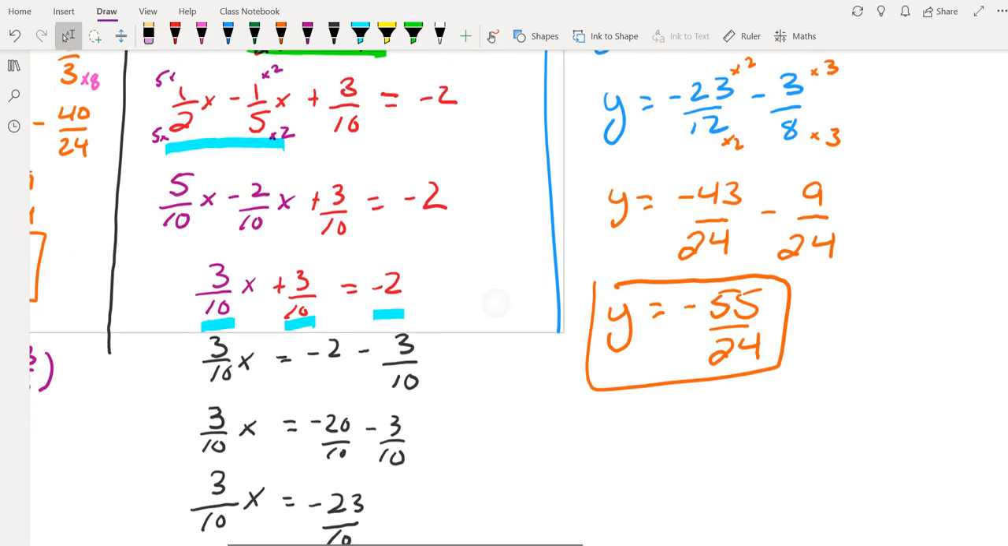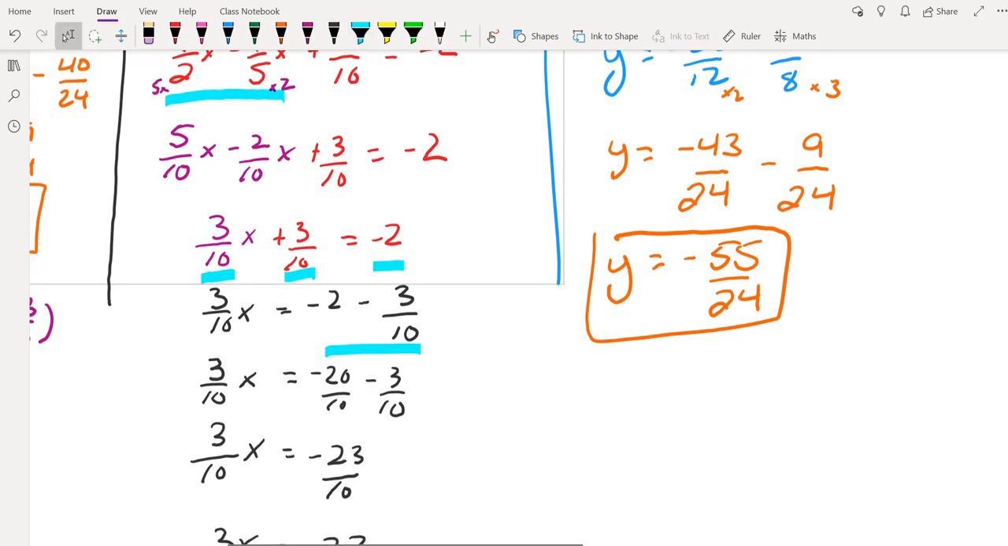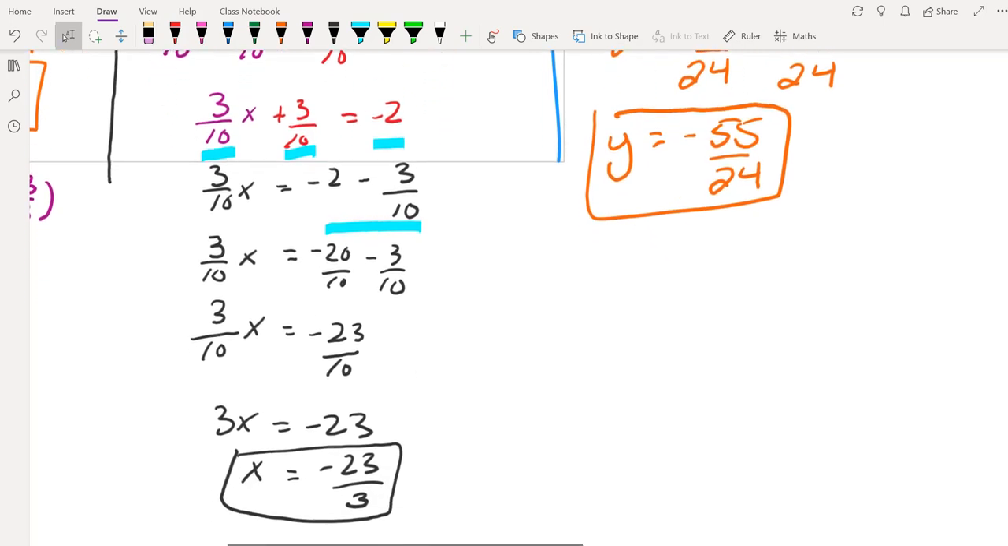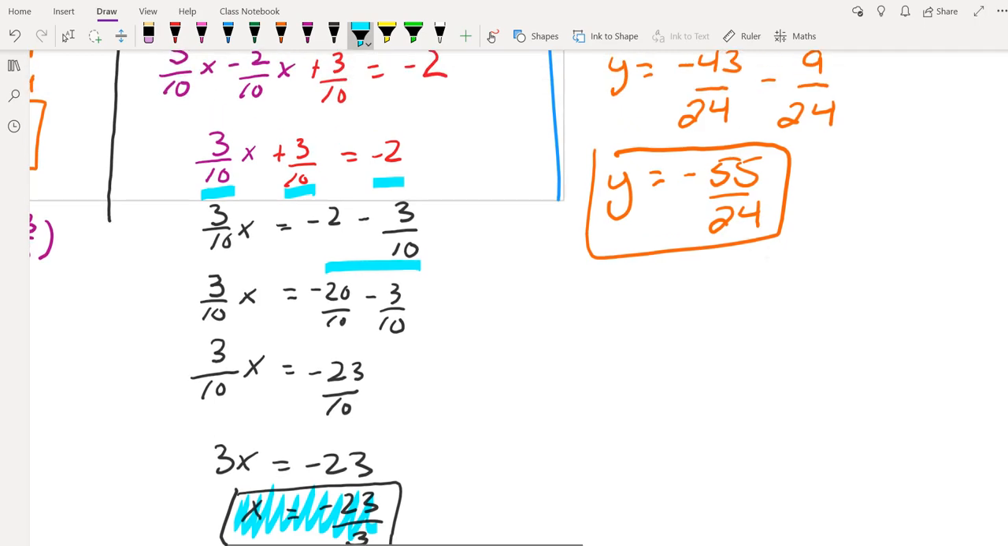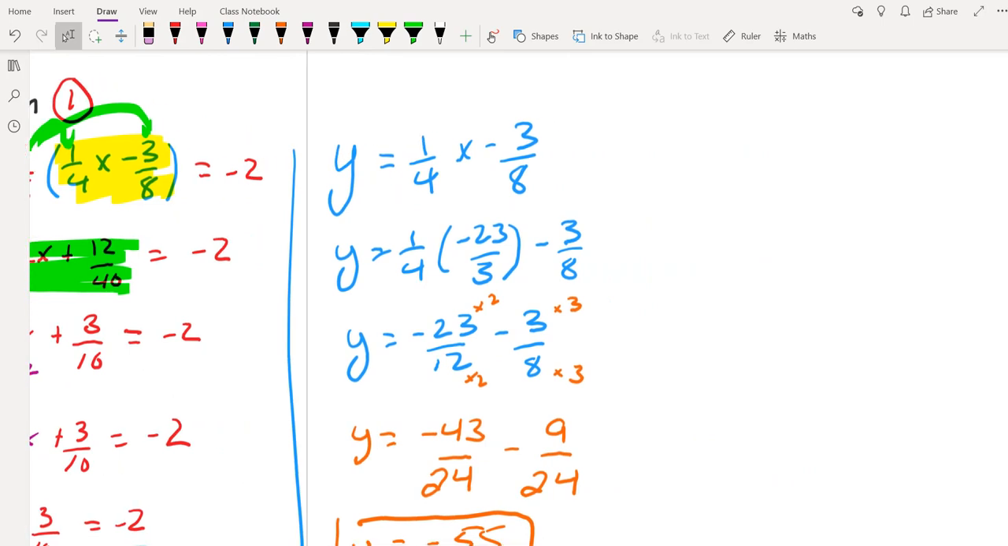Right? And we need to collect our terms together once again. So we need a common denominator, which would be 10. So we need to multiply the 2 by 10, so it becomes negative 20 over 10. So we have 3 over 10 x is equal to negative 23 over 10, and then we go to solve for x. Right? So we have x is equal to negative 23 over 3. Then we take this x value and we plug it into our y equation.